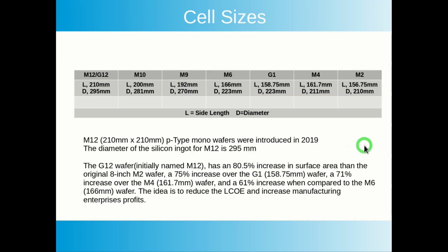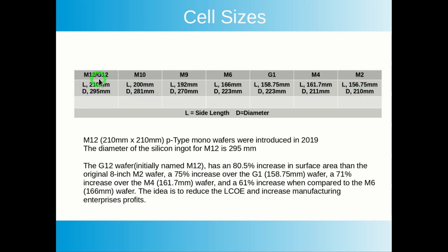Now we come to the cell sizes. The earlier numbers like M2, M4, M6, these are the older versions. Usually they were smaller. Nowadays, the manufacturing has gone towards larger sizes. So M12 and G12 is the same size.